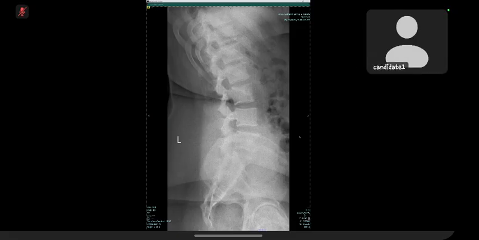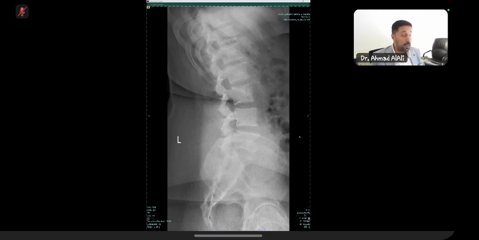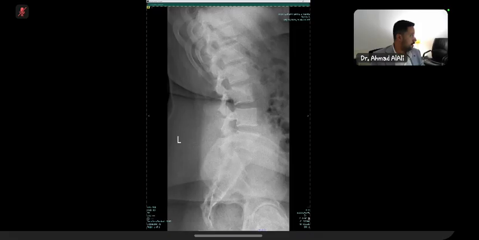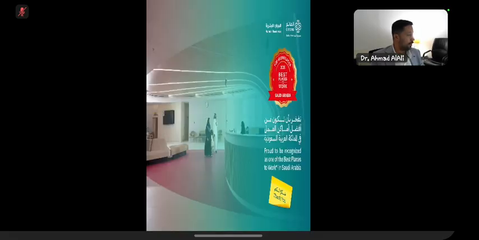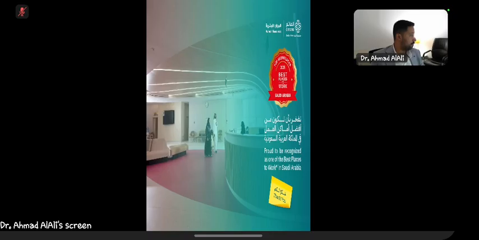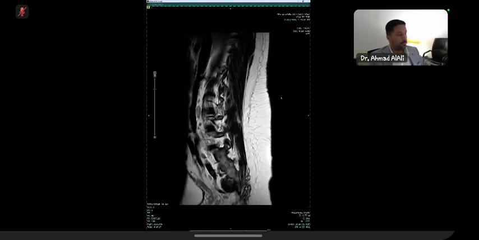Apart from this, so the patient complains of low back pain. Radiographs appear normal. What's next? Go with the MRI of the spine. Okay, this is the MRI of the spine. Which sequence would you like to start with? T2 images. Okay, these are the T2 images. You can scroll through them.